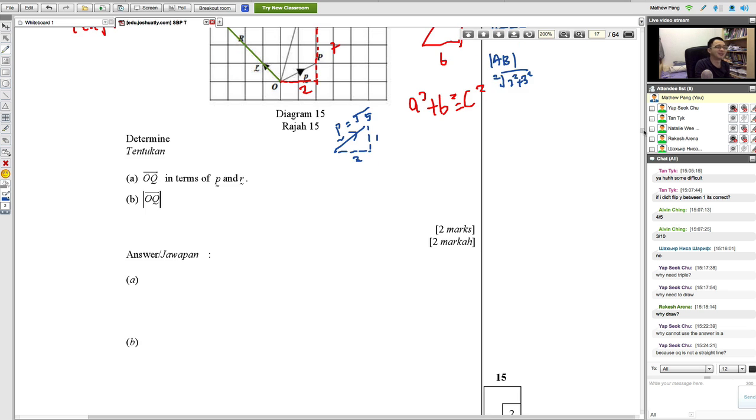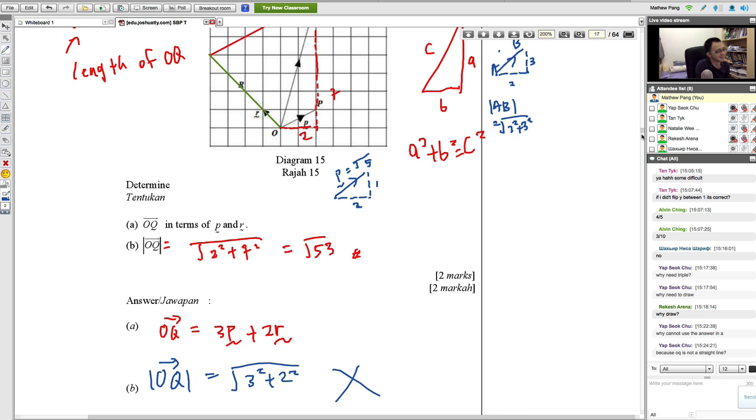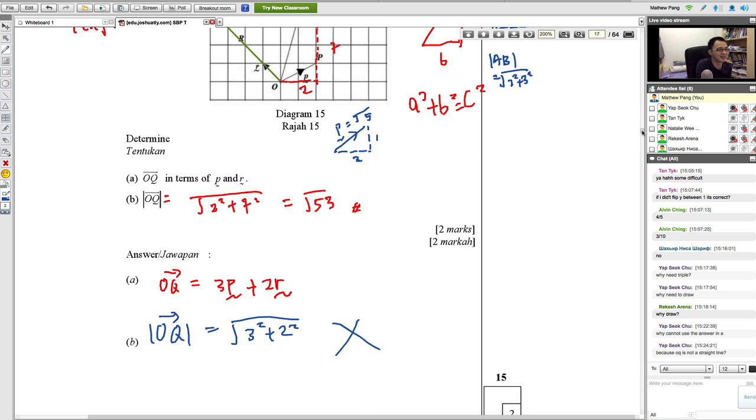I'm not sure, can you understand me? If you can't, maybe you can ask me after this. Yeah, they are not related. That's why we cannot use it. And the question already says this is 1 unit here and 1 unit here. Therefore, we can straight away form the Pythagoras by ourselves. Okay? I hope I did answer you.